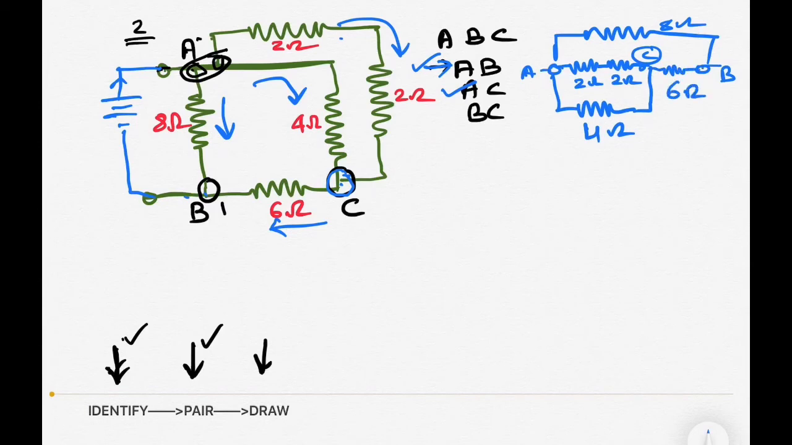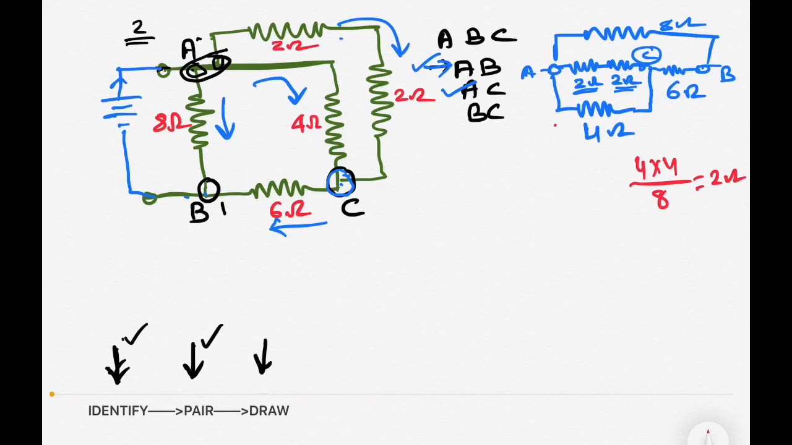Okay, so by looking at this diagram itself, we know the 2 ohm and 2 ohm resistors are in series, and this is total 4 ohm, and this 4 ohm is in parallel to the 4 ohm resistor. So if 4 ohm and 4 ohm resistors are in parallel, the resultant resistance will be 4 into 4 divided by 4 plus 4, which is 8, and this becomes 2 ohm, right?